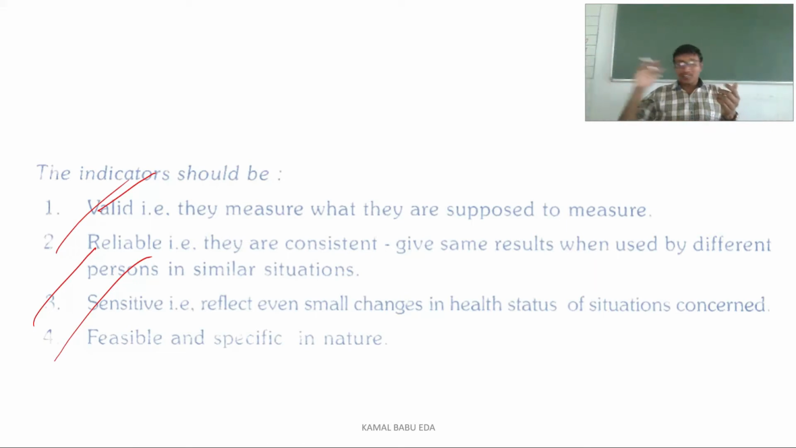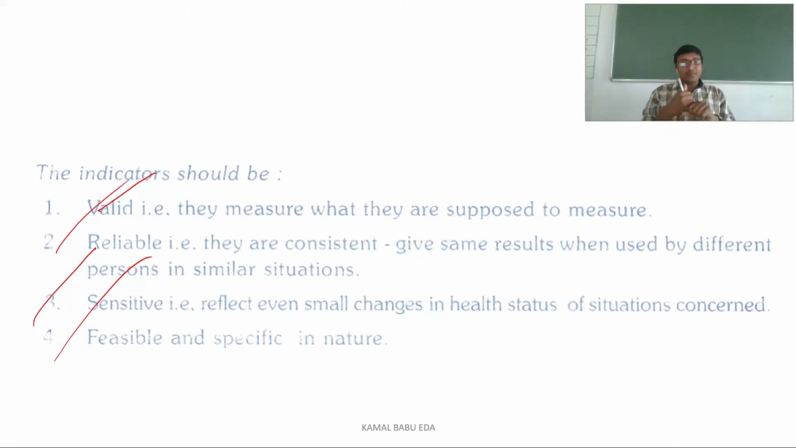If another person is coming and checking using the same formula, it should be the same result that I am getting. So this is the reliability. It should not change. It should give the same results with different persons in similar situations. You understood? It should give the same result whenever different persons are using it, and the situation is similar, but different types of persons are using the formula.